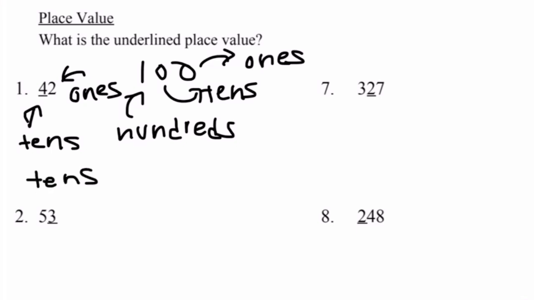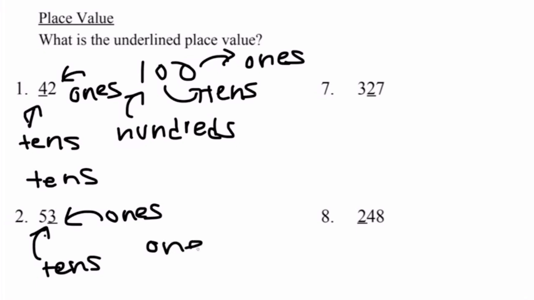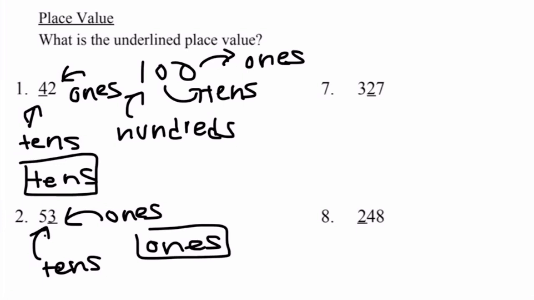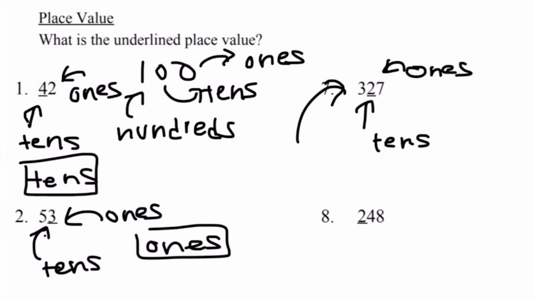Number 2, 53, but it underlines the 3 in 53. Well, we know that 3 is ones, and 5 is tens. Therefore, the underlying 3 is in its ones place. Number 7, 327, but the 2 is underlined. Well, we know that 7 is ones place, 2 is tens place, and our 3 should be our hundreds place. Therefore, the underlying 2 represents our tens place.